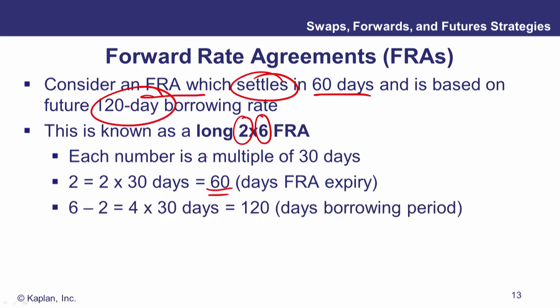And yes, 6 minus 2 is 4 times 30. That's 120 days in the borrowing period. That's the kind of algebra there.